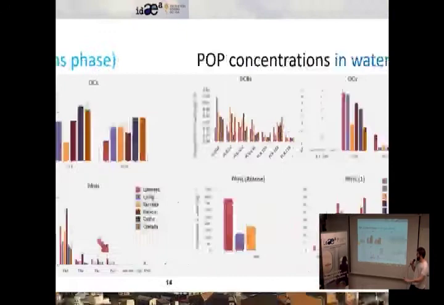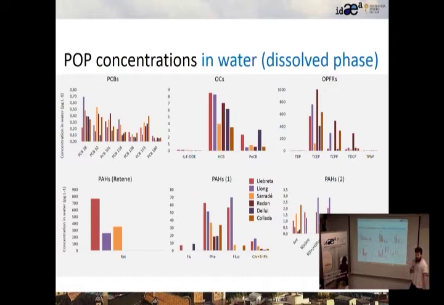In the case of water, again, low to mid picogram per liter concentration ranges. Maybe some OPFRs end up showing up at almost nanogram per liter, which is a bit concerning. But that's not the focus of today. The two compounds that I showed you before, in this case triphenylphosphate here in water, you cannot see it here, not because it's not there, but because it's at a much lower concentration than the other OPFRs. So that one lake where we found it in air, we don't find it in water. And the other compound is retene, which has its own graph down here.